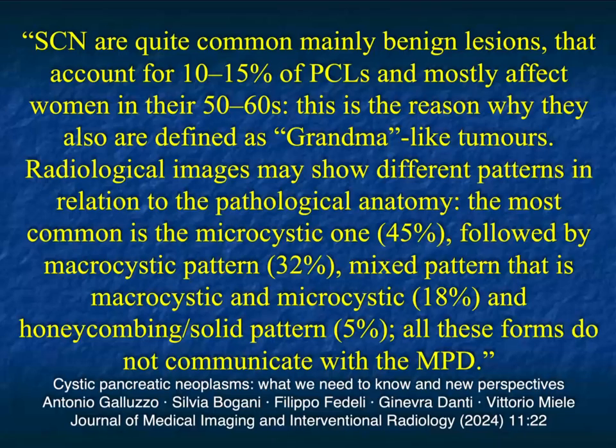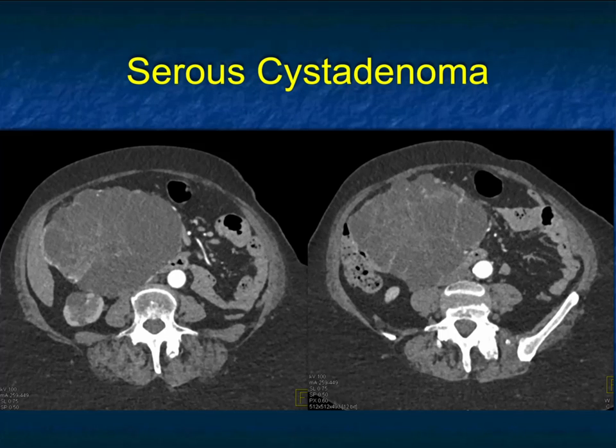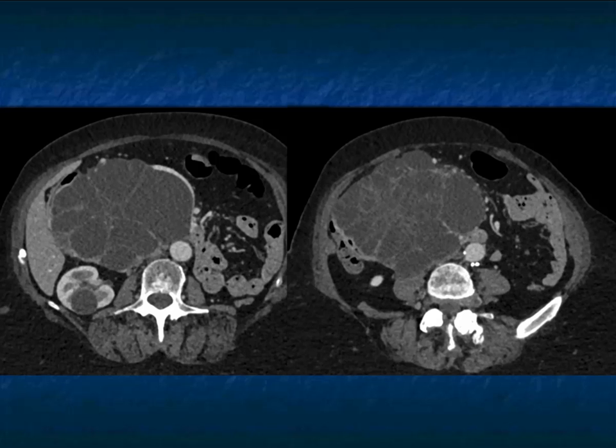We talk about the variability in types, and we've spoken about that in a recent talk. The most common is the microcystic, then macrocystic, mixed pattern, and then a solid pattern. With SCNs, we don't see communication with the pancreatic duct. They can be very large. You can see the septations here.